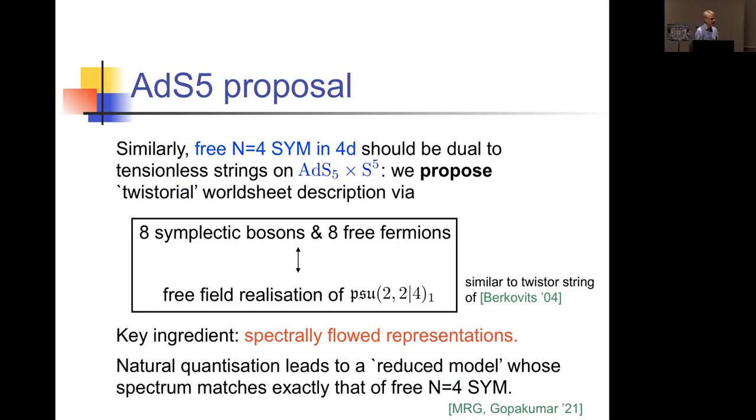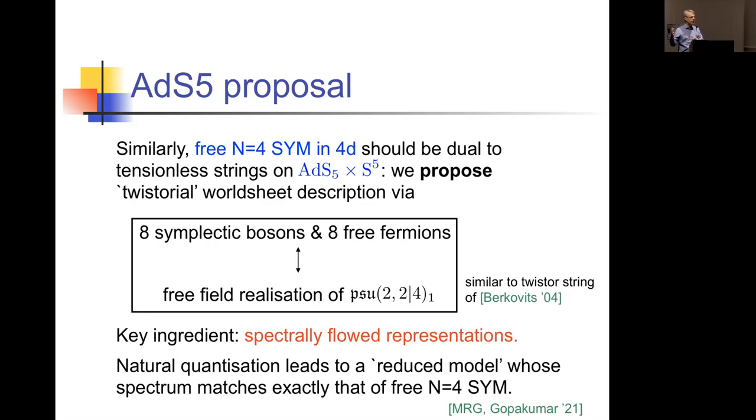So you take 8 symplectic bosons and 8 free fermions; they're again free fields. The reason why this is plausible, and I'll explain this to you in more detail as we proceed, is that they lead to a free field realization of the super affine Lie algebra PSU(2,2|4), again at level 1, and PSU(2,2|4) is the global symmetry of N=4 super Yang-Mills.